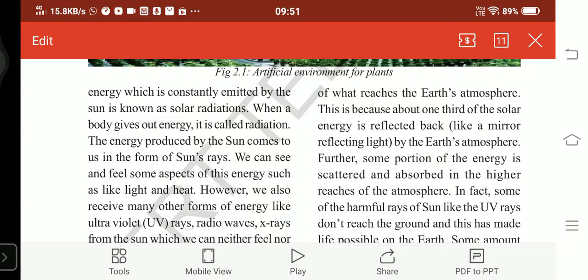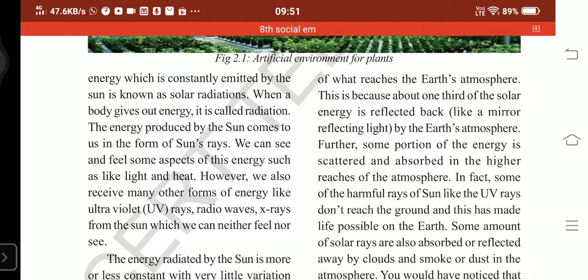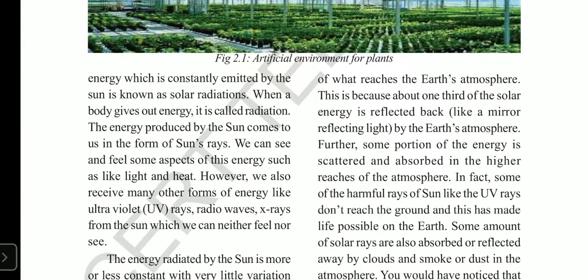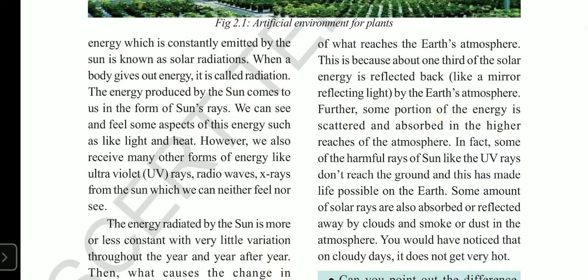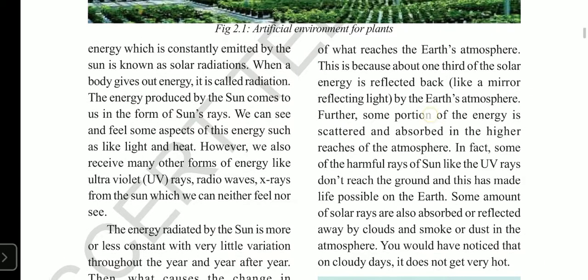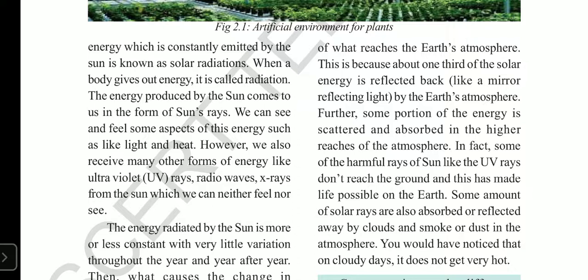When a particular object or body emits energy out, that is called radiation, and that energy produced by the sun comes to us in the form of sun rays, right? When we look at the sun, what do we see? Sun rays reaching us. So the energy comes to us in the form of sun rays. We can see and feel some aspects of this energy, that is light and heat. Light we can see, right? Heat we can feel, right? We cannot see the heat, but we can feel it. So the sun's energy to some extent we feel, and we can see also, right?